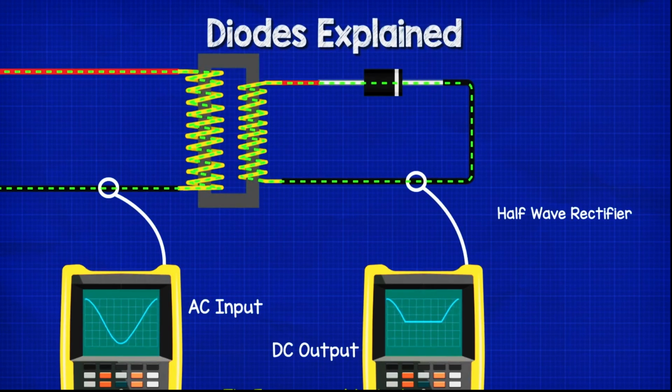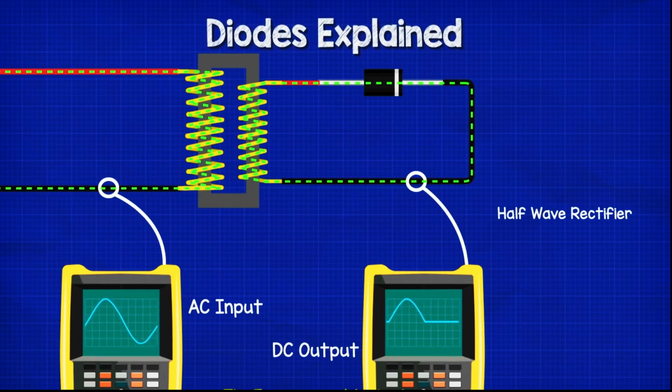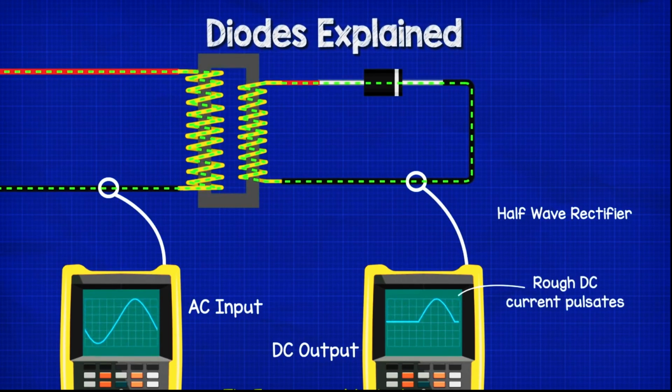If we connect the primary side of a transformer to an AC supply and then connect the secondary side to a single diode, the diode would only allow half the wave to pass, and it would block the current in the opposite direction. So the secondary side of the circuit experiences only the positive half of the cycle, so it's therefore now a very rough DC circuit, although the current pulsates, but we can improve this.